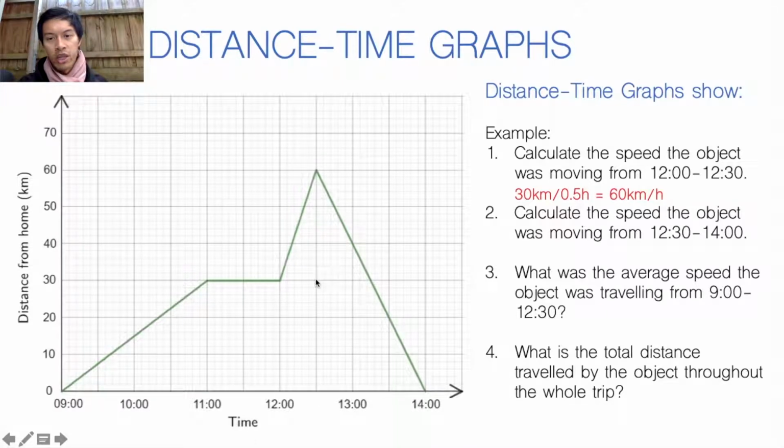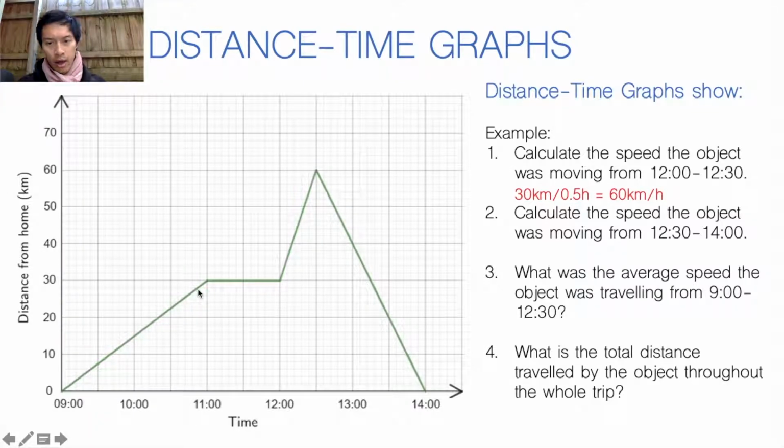So when we're doing our calculations, you would do 30 kilometers divided by half an hour, which is 0.5 of an hour, which will give you 60 kilometers per hour. So the car, you can see now, is traveling 60 kilometers per hour here, whereas before it was only traveling 15 kilometers per hour here.